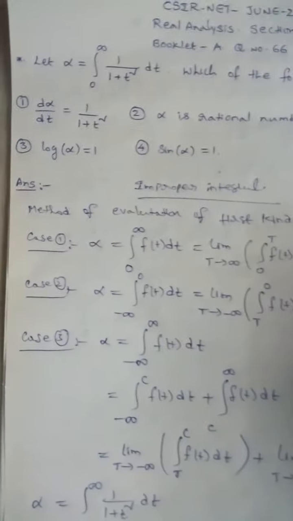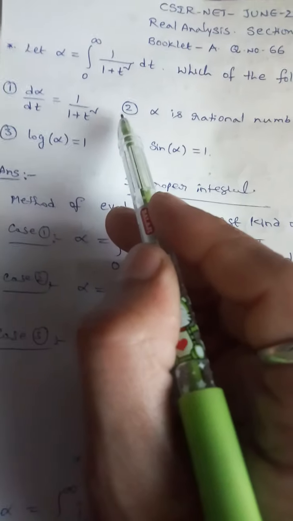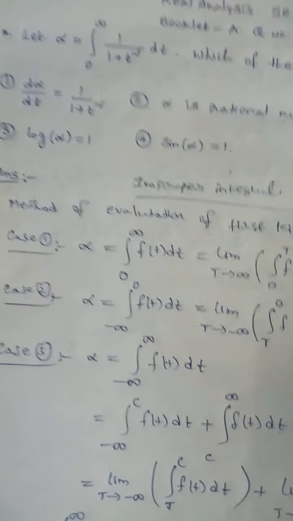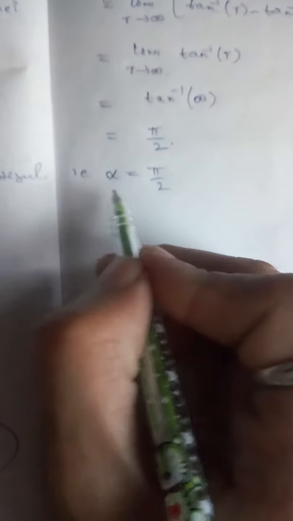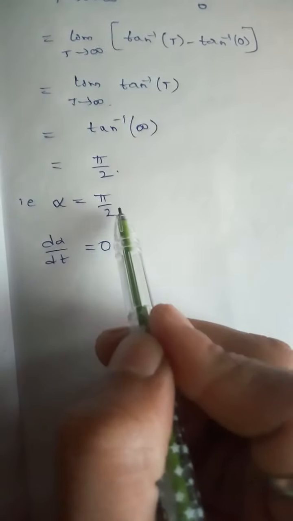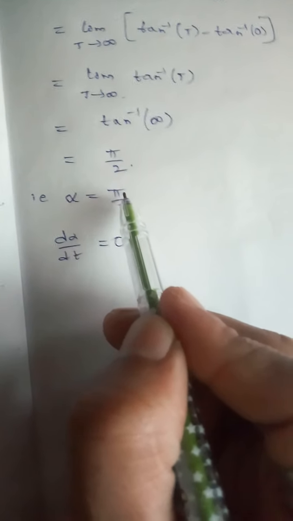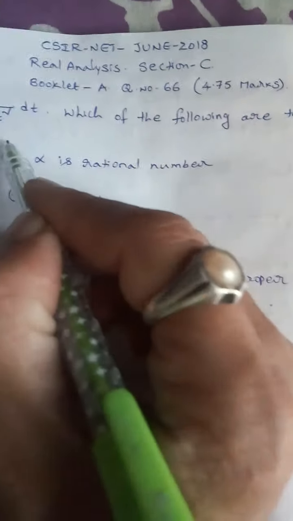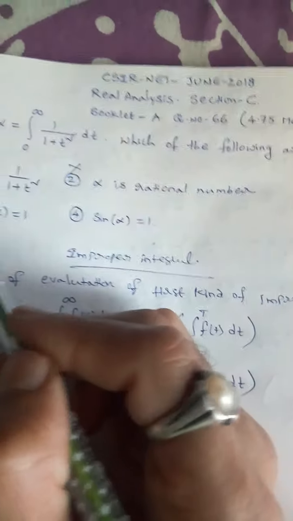The first option is d alpha by dt equal to 1 by 1 plus t square, that means the derivative of alpha with respect to t. Here alpha is equal to pi by 2, which is a constant, so the derivative d alpha by dt is equal to 0. So option number 1 is wrong. The second option says alpha is a rational number. Here alpha is equal to pi by 2, where pi is an irrational number, so pi by 2 is also irrational. So alpha is not a rational number, and option number 2 is also wrong.